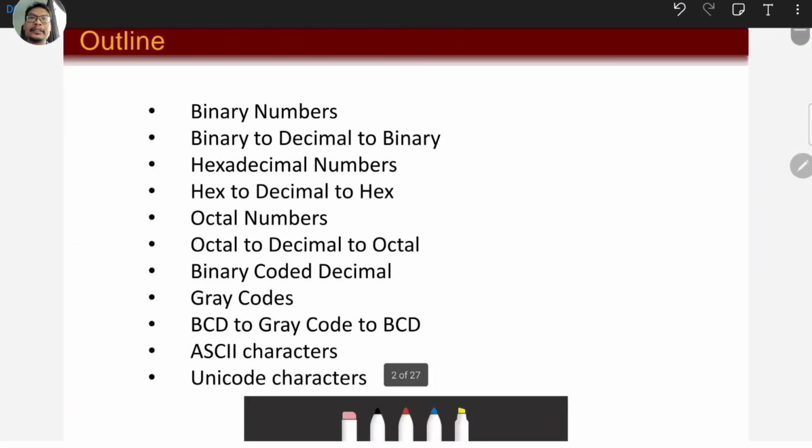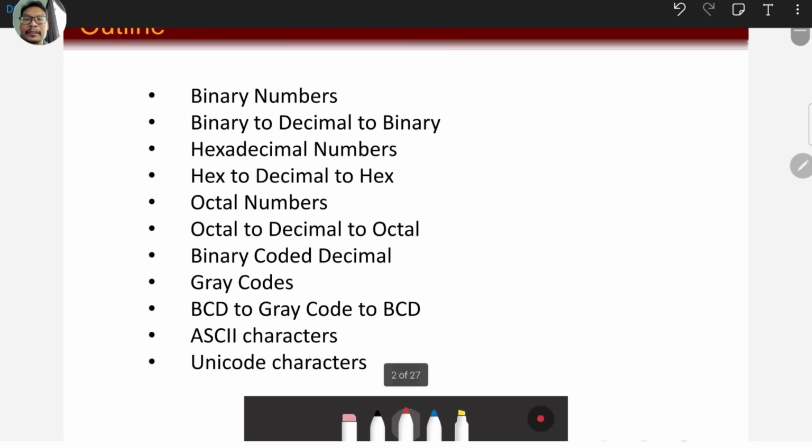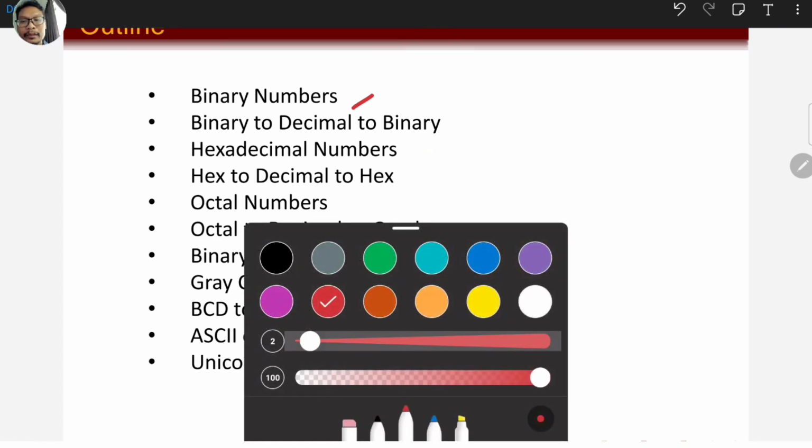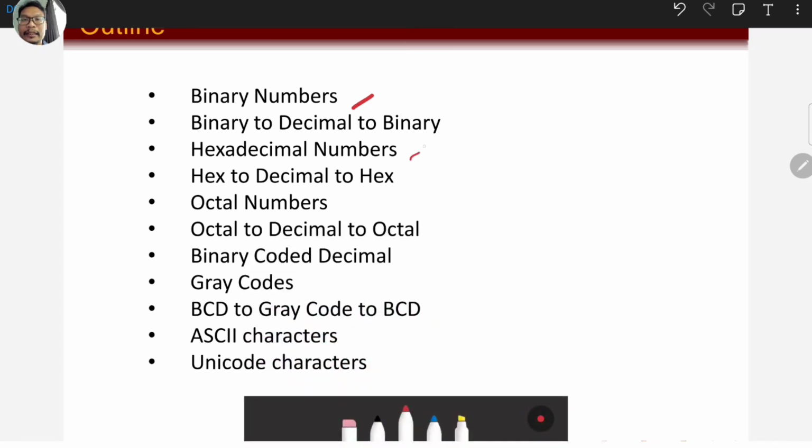So this is the outline of this week's topic. Basically this week we're going to cover number systems, covering binary numbers and its conversion from decimal to binary. Okay, and then we also have hex numbers. We have the octal numbers. We're going to look a little bit on the gray coding, ASCII characters, and Unicode characters.